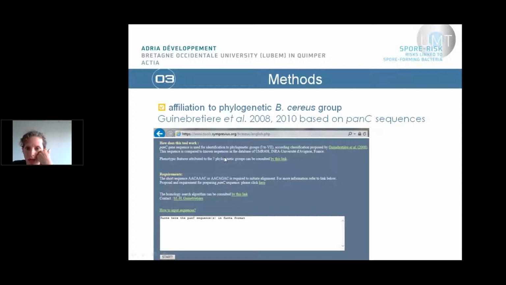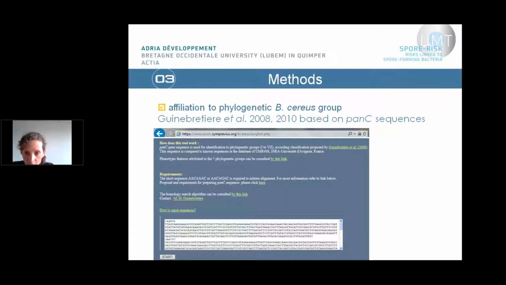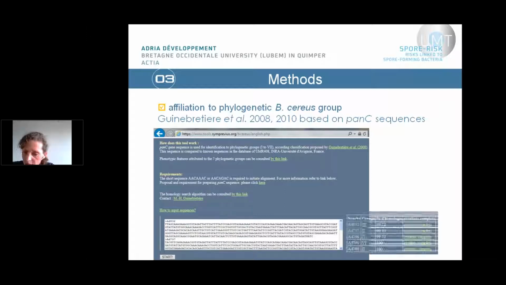So all this information is available on this link, where you see different links related to the publication, more information on the phylogenetic group, sequences, and protocols that are needed. So you just need to copy and paste here the panC sequences of several isolates, then run the blast, and you have the group that is associated with each isolate entered here. So quite an easy, user-friendly tool.